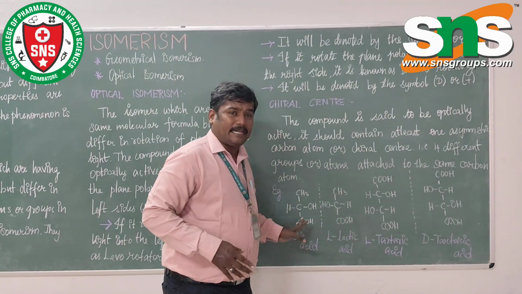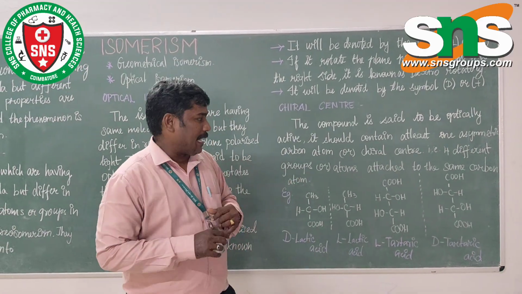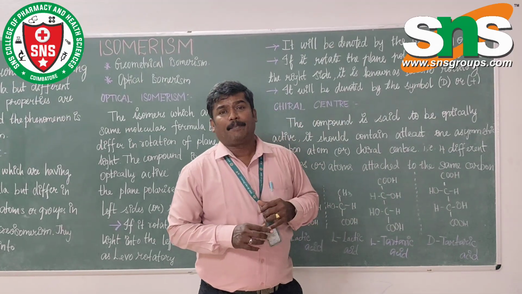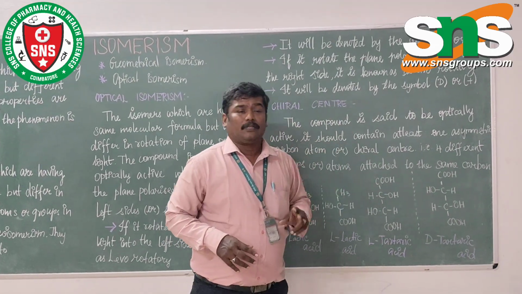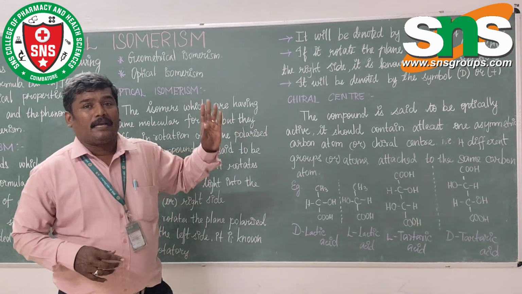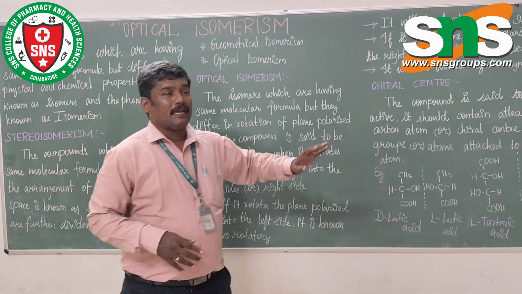Lactic acid is an example of a chiral center, with only one asymmetric carbon atom present, and tartaric acid is an example with two asymmetric carbon atoms present. This is the introduction to isomerism, optical isomerism and chiral center.